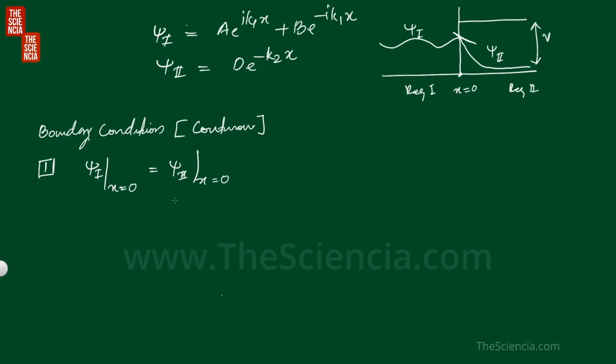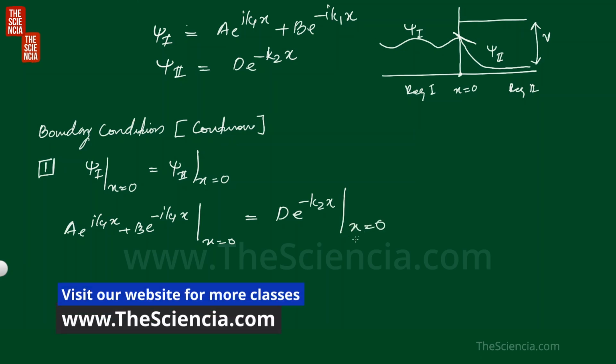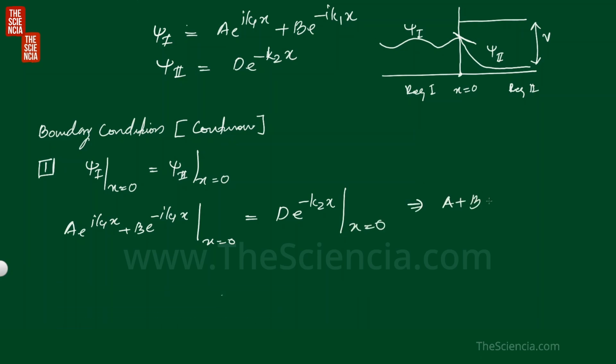Therefore, first condition is psi 1 at x equal to 0 will be equal to psi 2 at x equal to 0. That is a e raised to i k1x plus b e raised to minus i k1x at x equal to 0 will be equal to psi 2, that is d e raised to minus k2x at x equal to 0. That is, we get a plus b equal to d.